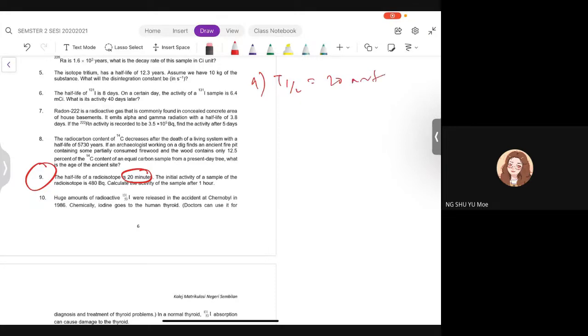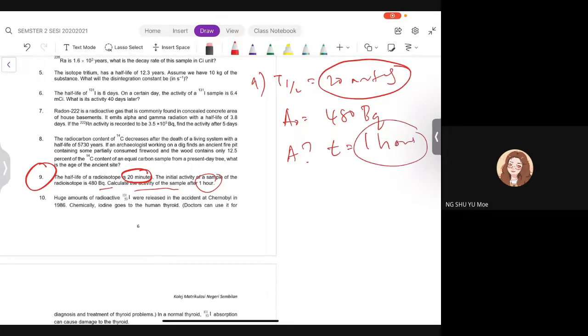20 minute. Okay, the initial activity A0 lah adalah 480 BQ. Becquerel. Calculate activity after 1 hour. So they ask you to find A after T adalah 1 hour. So ni minutes, ini hour. So we need to change lah. So saya akan tukar 1 hour ni kepada 60 minit lah. So you need to change. Kalau you nak ubah, make sure your unit adalah sama.